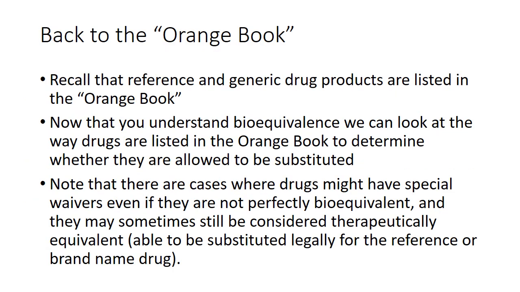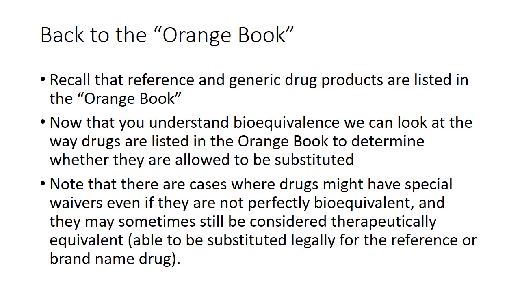So a little while back in this lecture, I mentioned the Orange Book. We're going to come back to that briefly now, and then we'll end the lecture. The Orange Book, remember, basically lists reference and generic drug products and tells you, are they equivalent or not, basically. So again, now that you understand bioequivalence, we'll be able to look at the way drugs are listed in the Orange Book to determine whether they are allowed to be substituted.